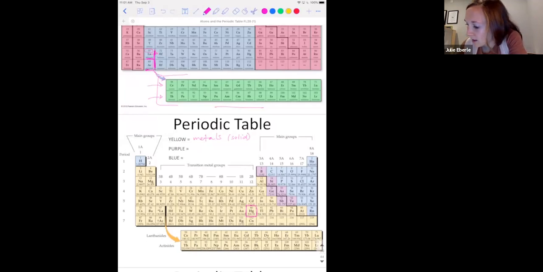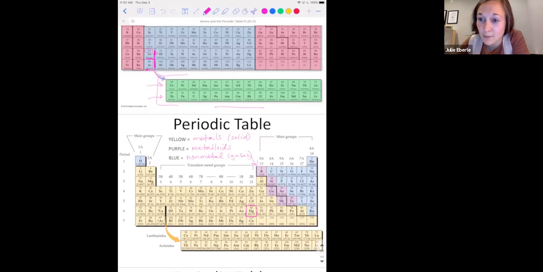Okay, purple, so right over here, this kind of stair-stepped diagonal, these are called metalloids. All right, metalloids, why are they called metalloids? Because they have some characteristics of metals, some characteristics of non-metals. So some of these elements can conduct electricity like a metal, but some of them exist more naturally as a gas than a solid, okay? So they exhibit characteristics of non-metals. So everything in blue is what we just said, actually, it's a non-metal. And these exist naturally as gases.